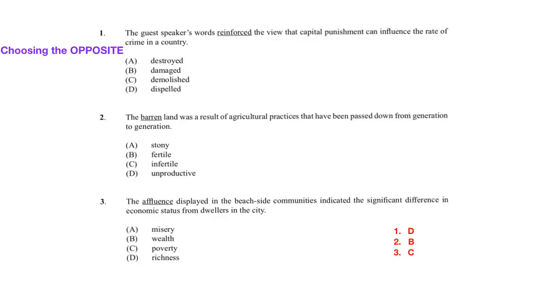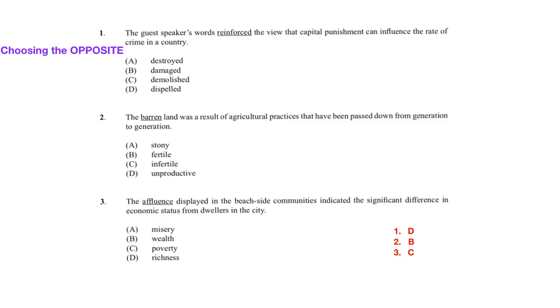So we have a paper here. We're going to start with this one here today. The guest speaker's words reinforced. Reinforced means to strengthen. So if we're looking at opposite, the opposite of reinforced would be dispel. So D, the barren land. If the land is barren, it means it's infertile. So opposite we're looking for. So fertile. Again, you have to remind yourself what the opposites are. And you're looking for the opposite. This is a good question because it has both fertile and infertile.